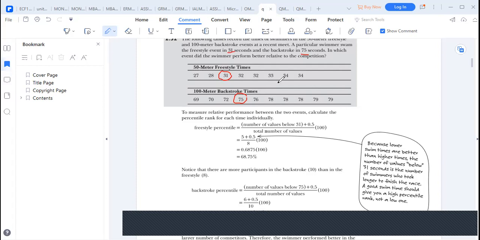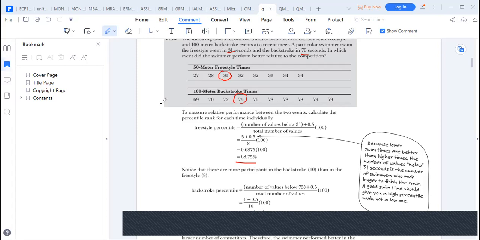So we're going to use a relative firstly for 1, 2, 3, 4, 5, 6, 7, 8. So using a freestyle, how many numbers are below? A total we have 1, 2, 3, 4, 5. So 5 plus 0.5 over 8, here we get 68.75. Using our 10, the total sum, using the second one here, the backstroke of 10.